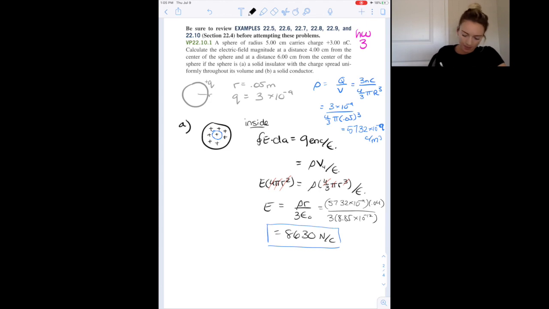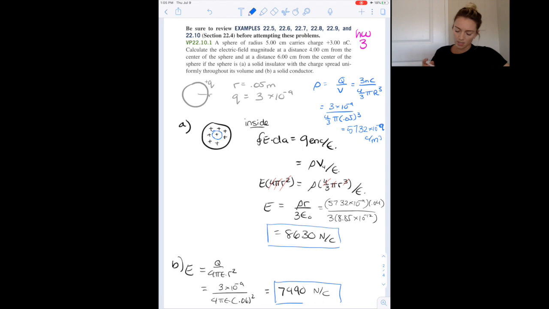And then for part B, it's just going to look like a point charge, right? Because now we're outside the sphere, so it's just going to look like a point charge. So we're just going to have Q over 4 pi epsilon naught r squared. So Q we know is 3 nanocoulombs, 4 pi epsilon naught, and then r is 6 centimeters, so it's 0.06 squared. So this comes out to 7,490 newtons per coulomb.